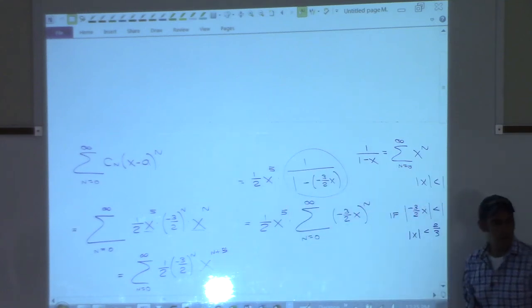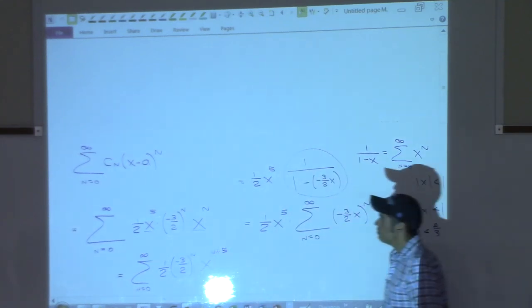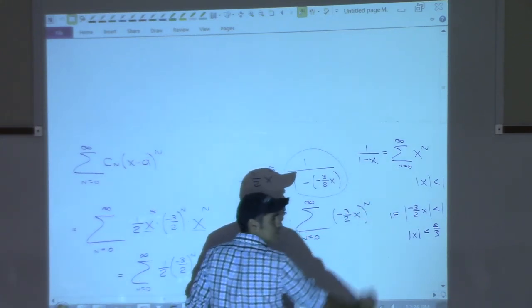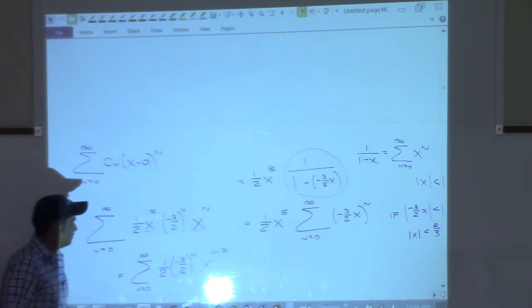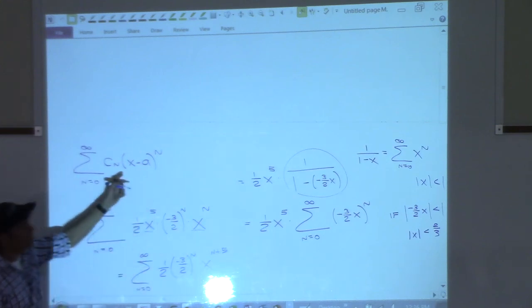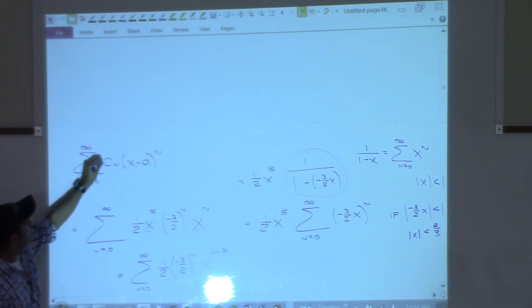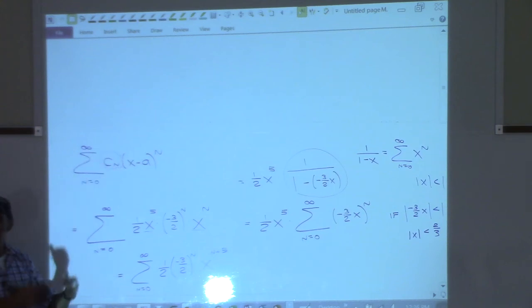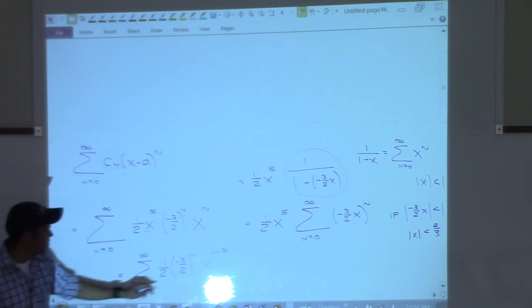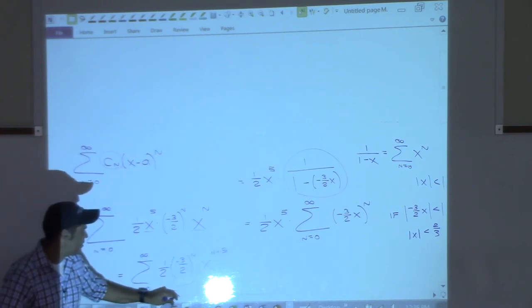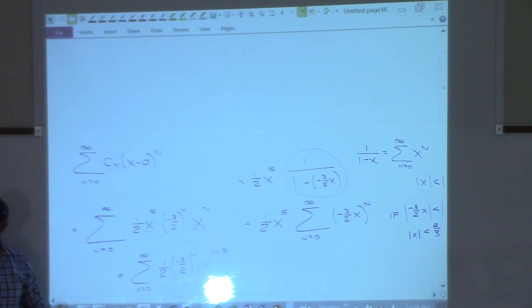Where did this x to the n come from originally? Right here? Sorry, this one? Yep, from here, and on both. I see what you did there. Now, does this look like this? Do we have something out front, a number that's going to keep changing as n changes? That's our c sub n, right? Agreed?